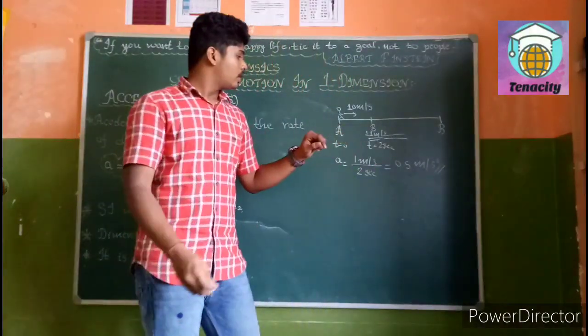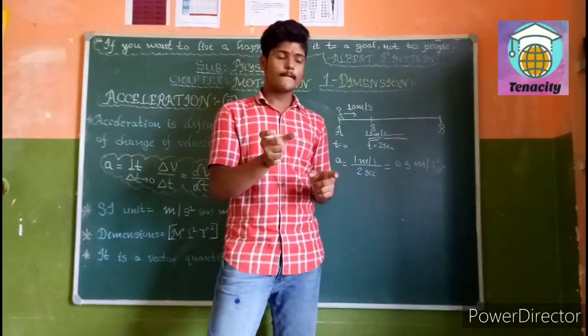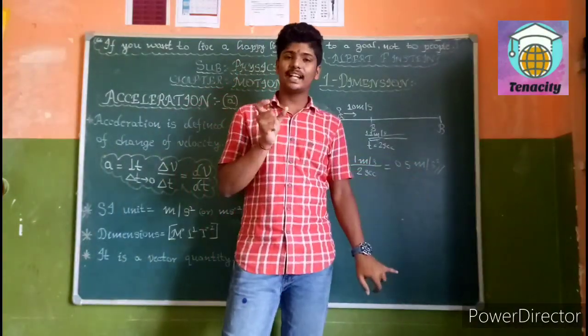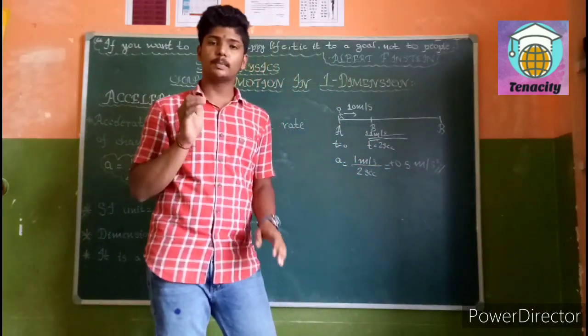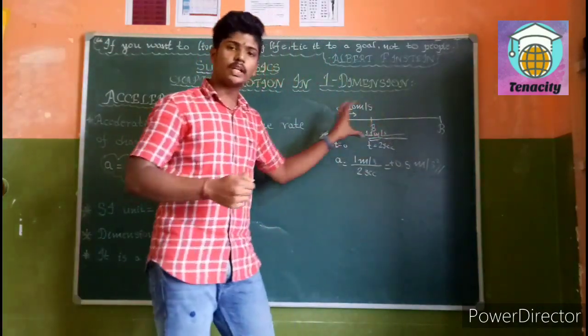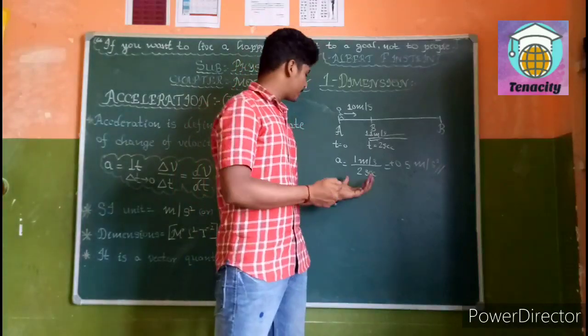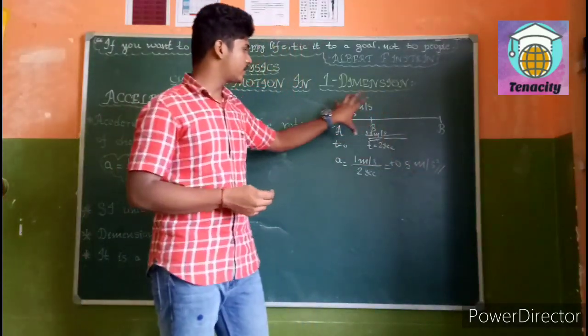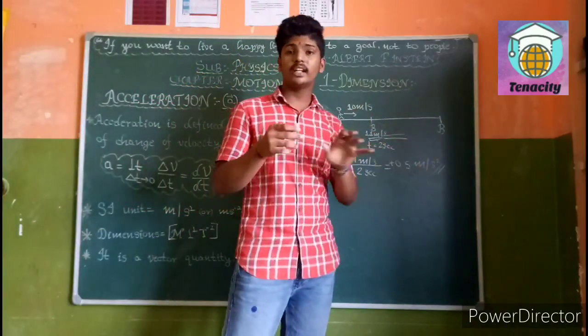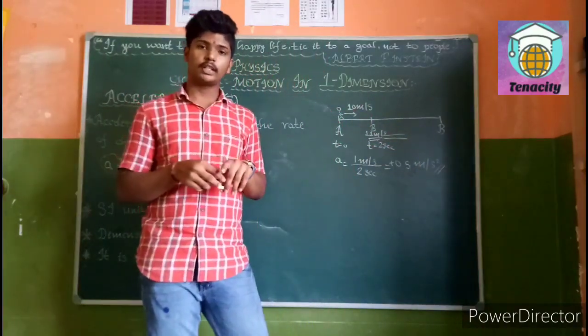That means in 1 second the velocity is getting changed by plus 0.5 meter per second. That is the idea which you will get while seeing this acceleration number. This is acceleration when there is a change in the magnitude of velocity.